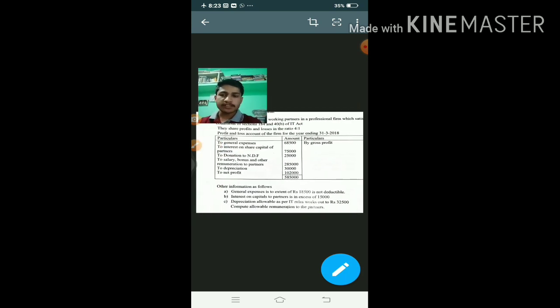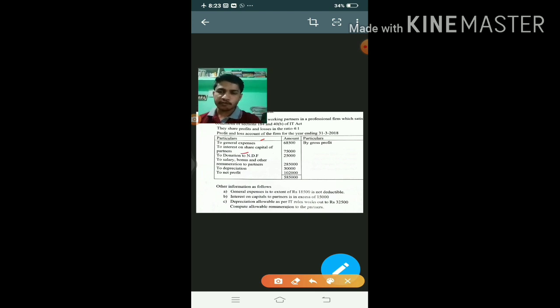So let's start the problem. General expenses are related to business only, so ignore it. Interest on share capital to the partners: here they have not provided the percentage, whether it is in excess of 12% or below 12%. But in the adjustments they provided one adjustment, so when we come to the adjustment we will explain it there.